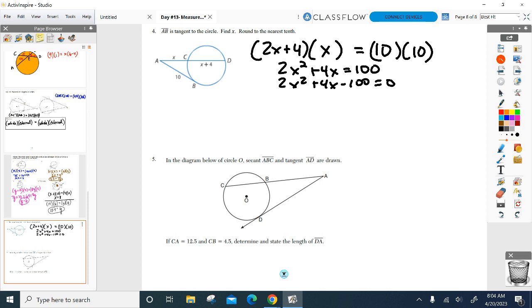Here's the problem though. I have never had you guys factor anything that had a number out in front. It's always been 1 this year, right? I've only asked you to factor things with a 1 out in front. So we can't do numbers that multiply to 100 or add to 4 here, right? Because there's a 2 out in front. So what the heck do I do if there's a number other than 1?